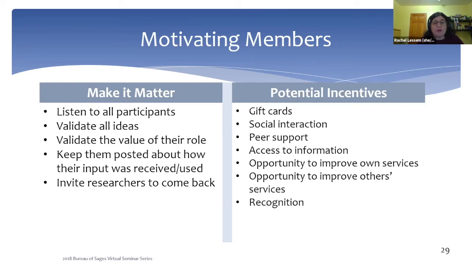The peer support from their fellow members, access to information about new and innovative research, the opportunity to improve services, applying research that is coming out now, but also understanding that research is a long process and their feedback now helps them to make things better in the future. And that is invaluable to people. And just recognizing the time and commitment that they are making to be part of this board.